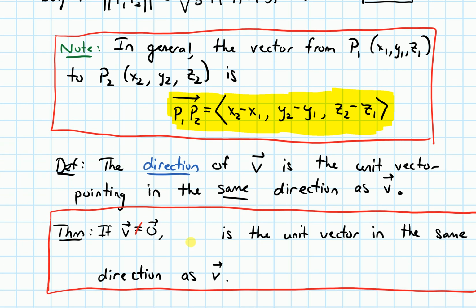There's a blank in this theorem that I'm deliberately going to fill in. So the theorem says, if my vector is not the zero vector, and I want to get a unit vector that is pointing in the same direction as v, what that vector will be is v divided by the length of v. We'll do an example of this. For right now, I just want to highlight this formula. And now let's look at an example.